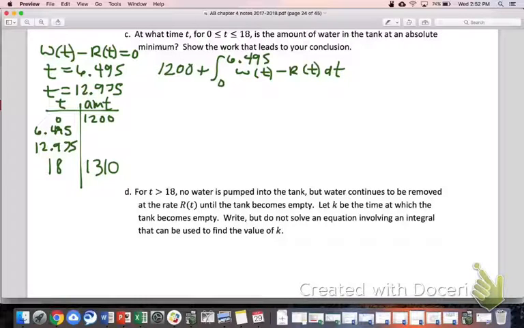Does that make sense? We're using that net change theorem where the definite integral of a rate is equal to the net amount of change. And if I just add that to what was there to begin with, then I've got the amount that's in there at 6.495. Has anybody calculated that number out? Anybody done that? For 6.495?